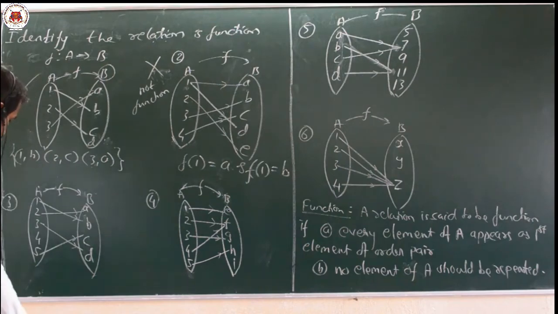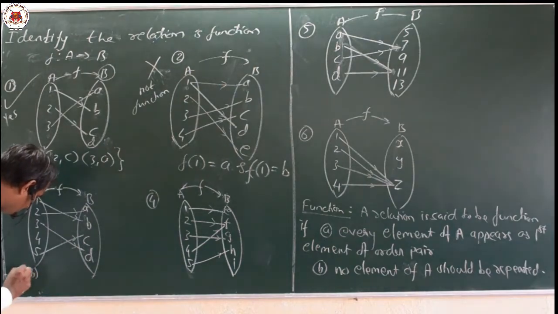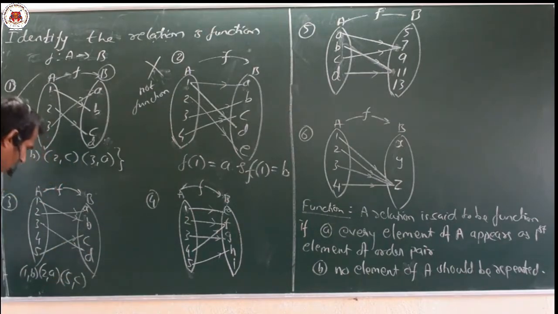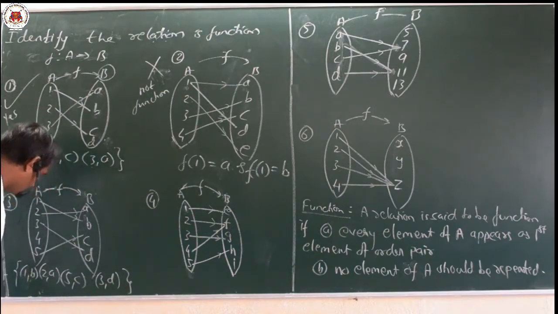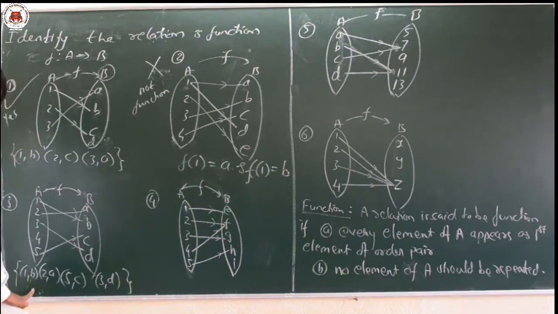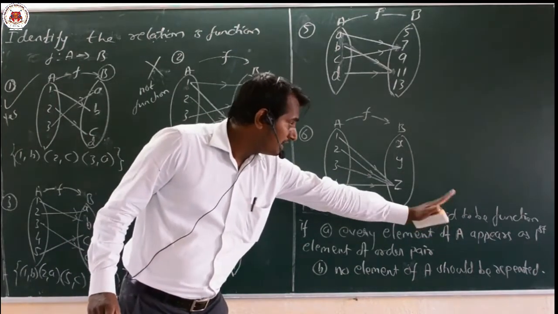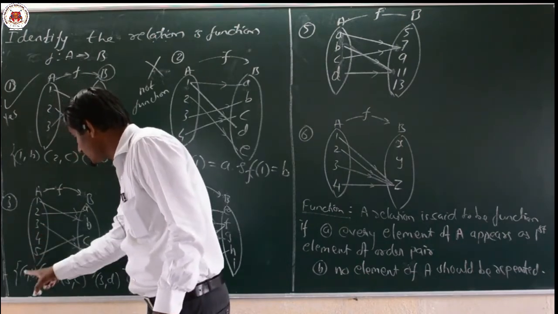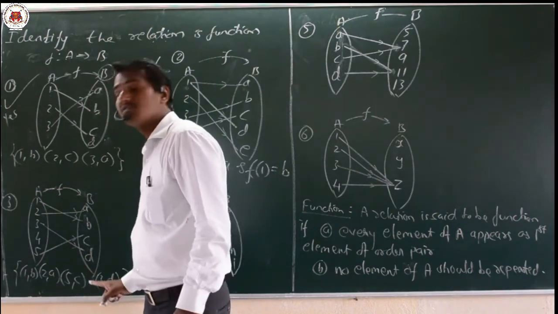Now here we can observe 1 comma B, then 2 comma A, then 5 comma C, then 3 comma D. These are all the ordered pairs of this relation R. But we have to observe the first condition: every element of A appears as first element. Here 4 is not taken. We don't have any ordered pair starting with 4. Therefore, it is not a function.